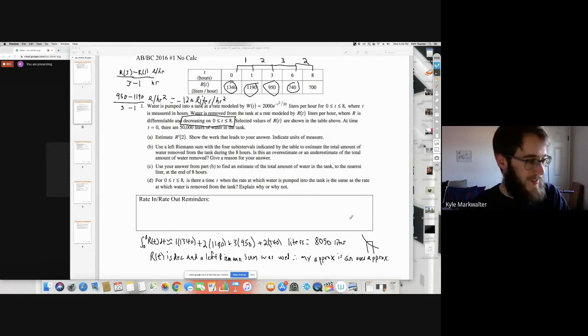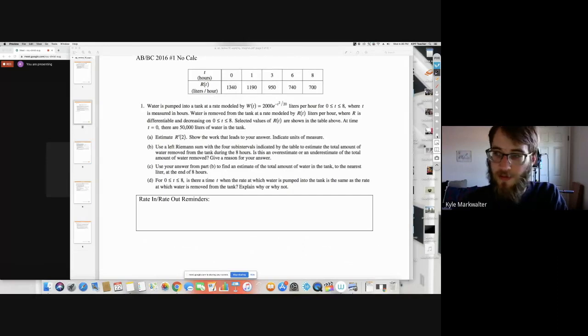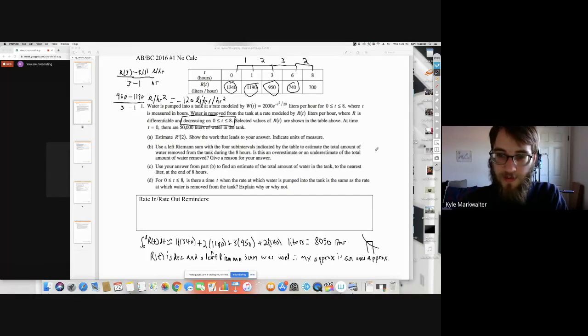So parts C and D get into the stuff that is related to our applications of integrals and context. So what does C say? Use your answer from part B to find an estimate of the total amount of water in the tank to the nearest liter at the end of 8 hours. So this is where we need to do a little bit of thinking. I'll leave that back up while we're thinking. The amount of water in the tank.